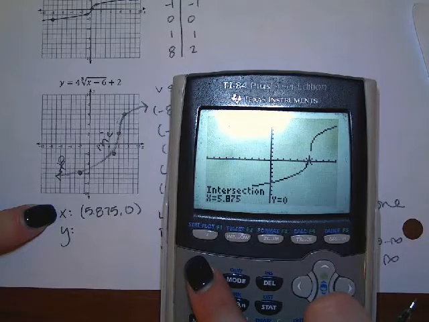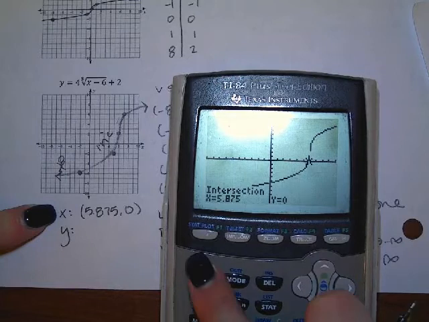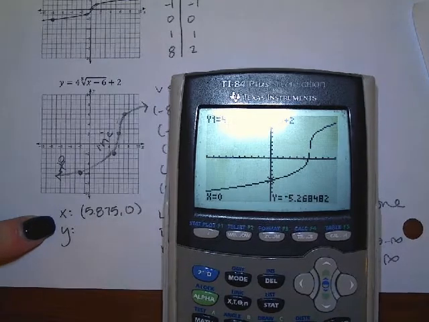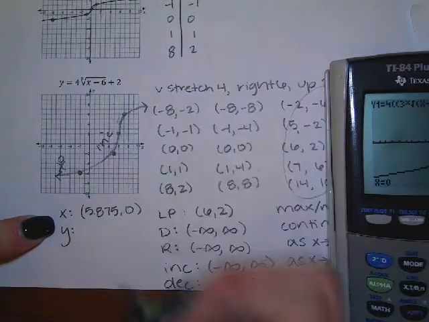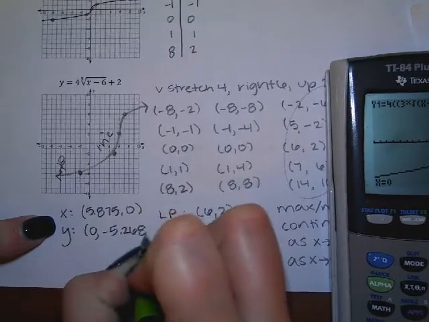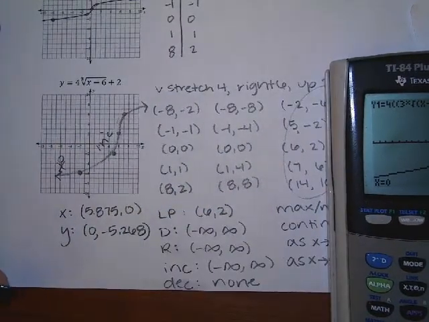Okay, how do I find the y-intercept? You said x is 0. How do you do that? Second trace, number 1, x equals 0. Okay, so negative 5.268. And those are all the things.